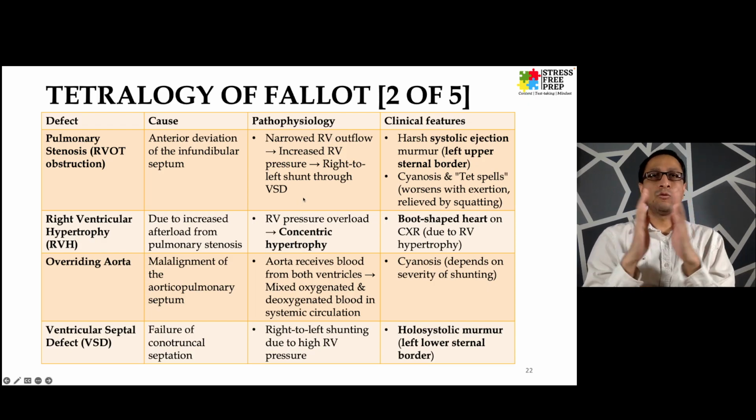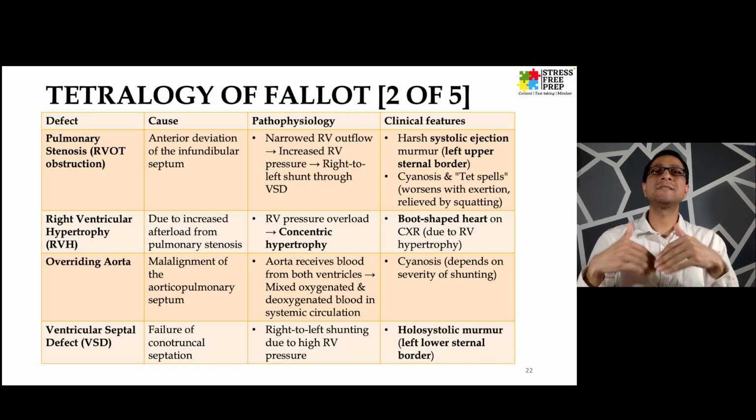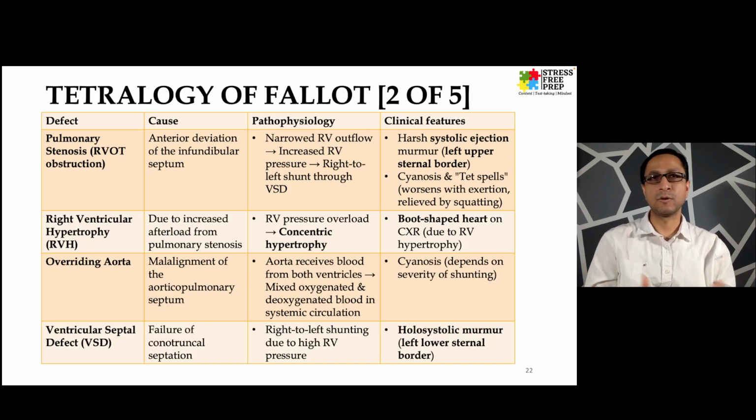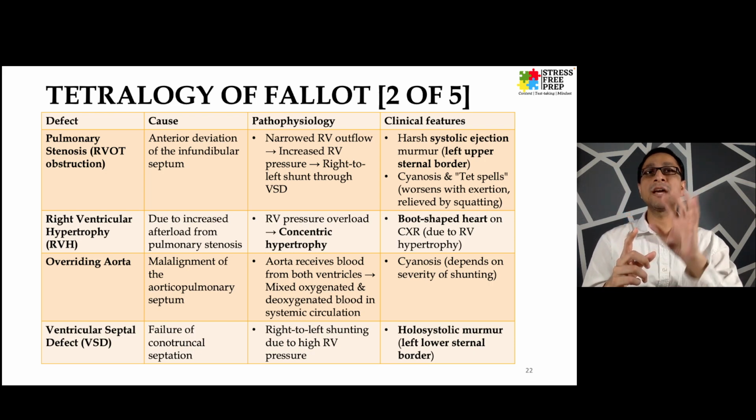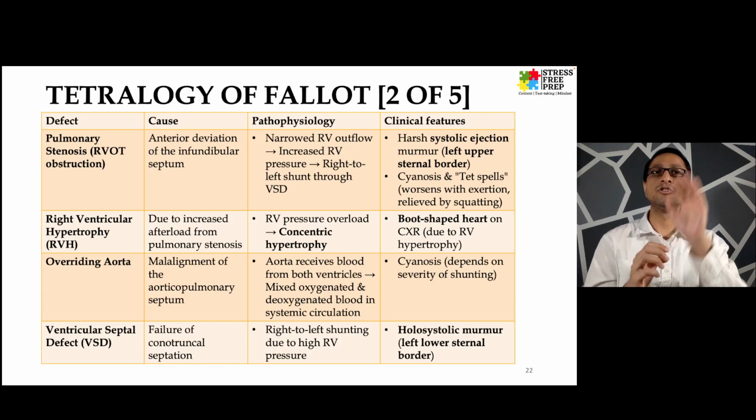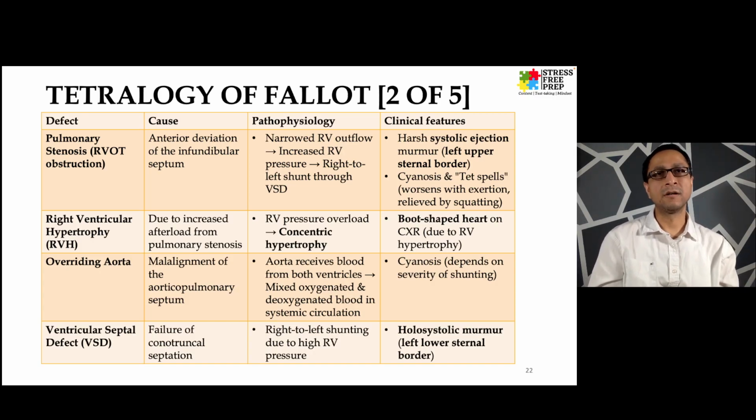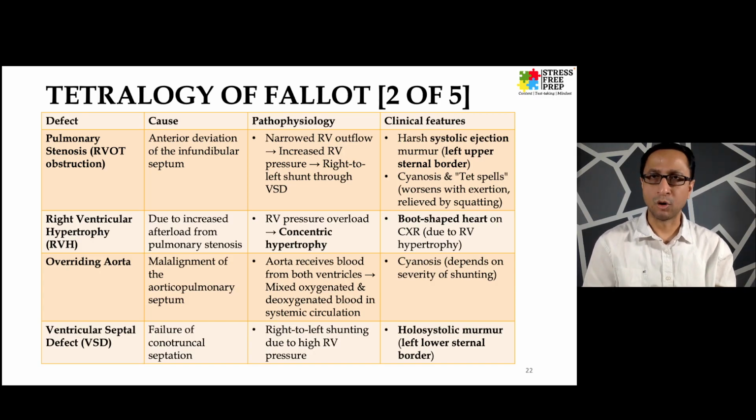Now, the outflow tract obstruction is what determines the severity of the condition. Very, very important concept and a question in both COMLEX as well as the USMLE exams. What determines the severity of the TOF? It's the degree of the pulmonic stenosis, the degree of the right ventricular outflow tract obstruction. Clinical feature: because the blood is trying to leave the heart, there is a harsh systolic ejection murmur, and this is heard at the left upper sternal border.